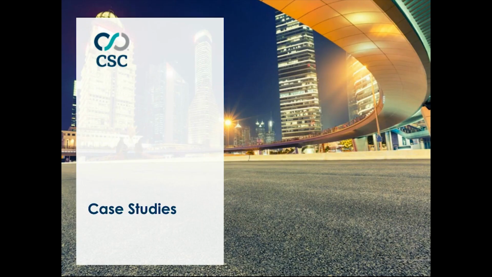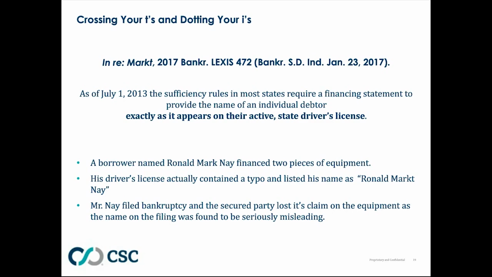Some case studies, some examples here, as far as crossing your T's and dotting your I's. So there's a case here, Markets, 2017 Banker. As of July 1st, 2013, the sufficiency rules in most states require that a financing statement provide the name of an individual debtor exactly as it appears on their active state driver's license. So here's an example of an issue.